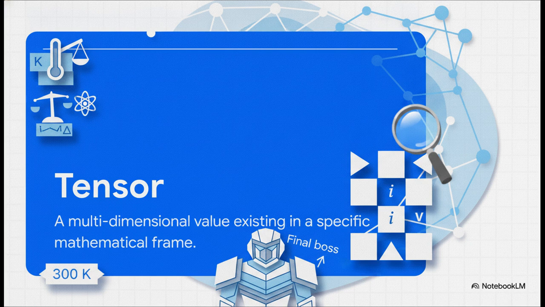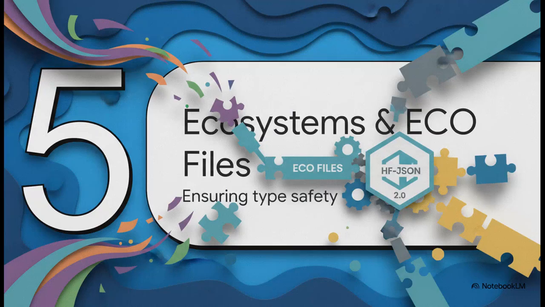Let's say you need to transmit a 3x3 matrix of 128-bit complex numbers. Hf-Json 2.0 handles that cleanly, while defining the shape, the base elemental type, and the mathematical frame, meaning the specific mathematical rules or coordinate system it exists within. We are talking about absolute precision, fully serialized. All right, let's head into Section 5, Ecosystems and Eco-Files.